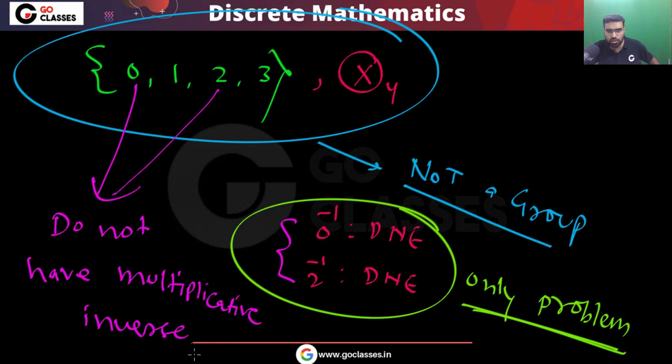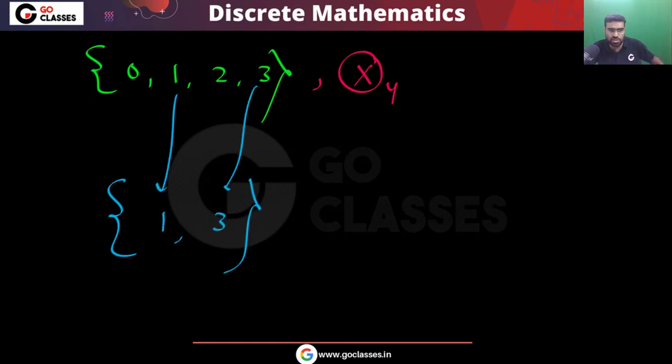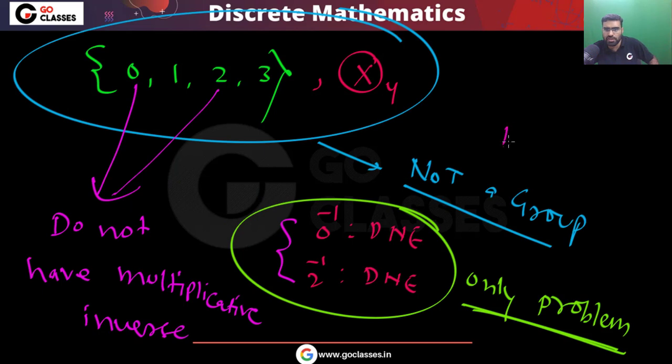Okay, now because they do not have inverse, how do we convert them into a group? Very simple. You just remove these two, and finally you only take those elements which have multiplicative inverse. See, 1 has inverse, 3 has inverse. So just take these, because you know that 1 inverse is 1, and 3 inverse is 3.